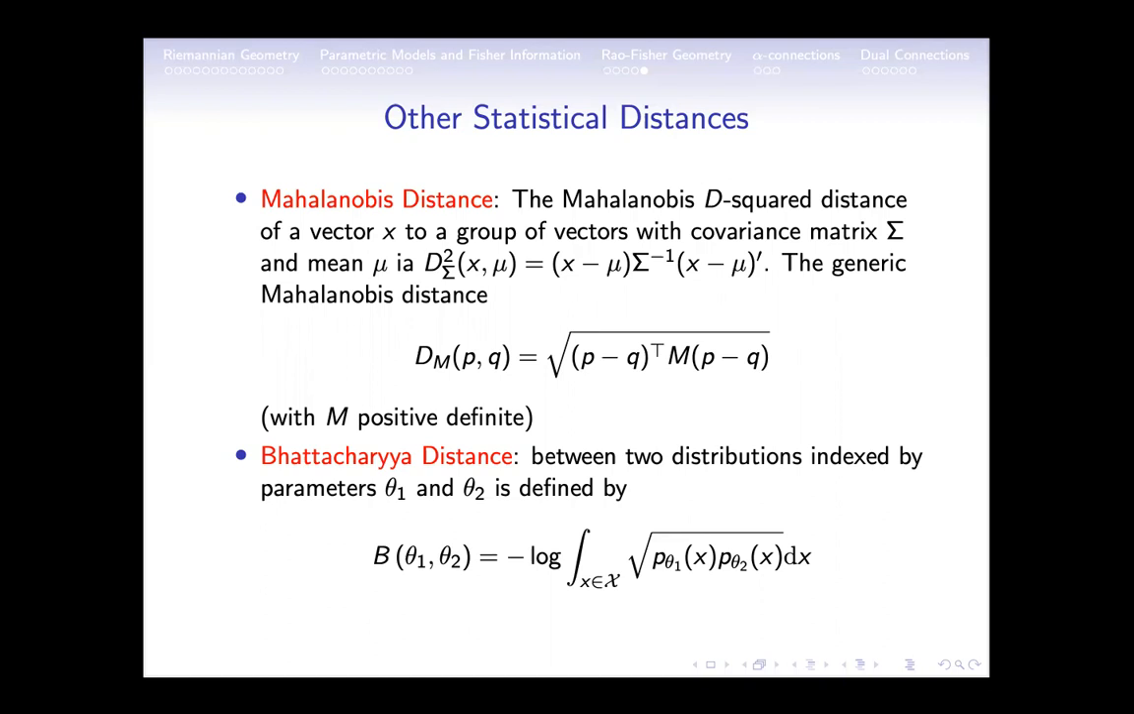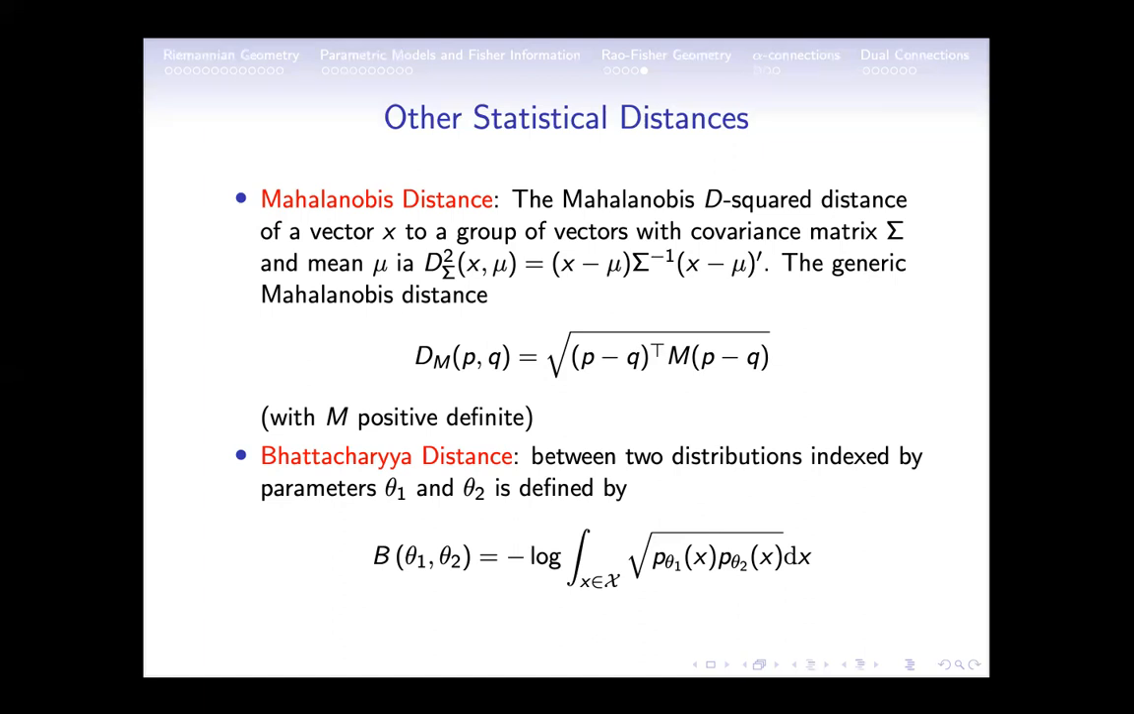The definition is just this: suppose you take normal(μ, σ), and P and Q are the means. Then the distance is (P minus Q) transpose M (P minus Q), where M is some positive definite matrix. When M is the identity, then it's just the Euclidean distance.